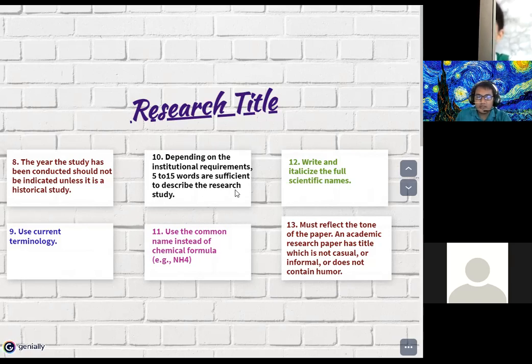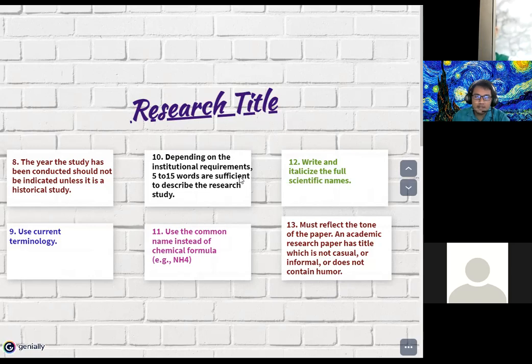Then, depending on the institutional requirements, 5 to 15 words are sufficient to describe the research study. Just like what I mentioned earlier, there are some institutions, some schools wherein they have a thesis manual. Fortunately, wala naman tayong thesis manual, so hindi natin susundin yung 15 words lang sa research title, but again, hindi natin kailangang habaan yung research title natin. Hindi po ito pahabaan ng research title. Baka gawin niyong kanta yung research title ninyo. Again, your research title must be simple, clear, and concise. Tandaan lang yung key: keep it short and simple.